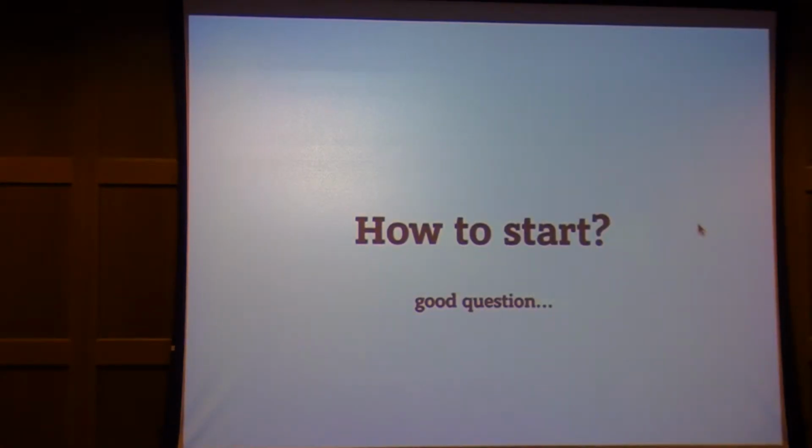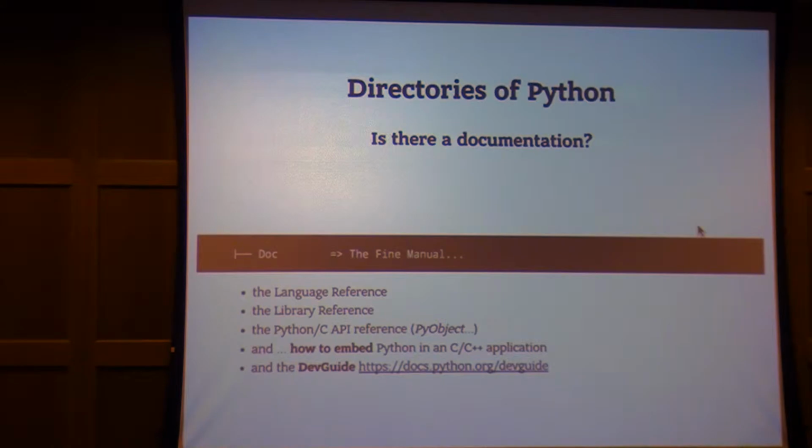Okay, how to start? Good question. Firstly, maybe with the documentation. But where is the documentation in Python? Maybe in the doc directory. In this doc directory, you will find the language reference, where you can learn the programming language, and the library reference. If you want to use the standard library, it is the right place. If you want to extend or just learn the CPython API, you have the documentation. And of course, you have the dev guide.